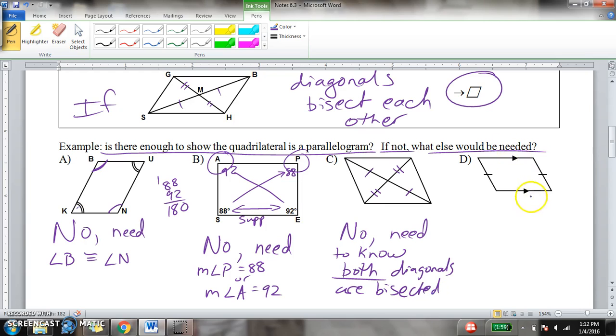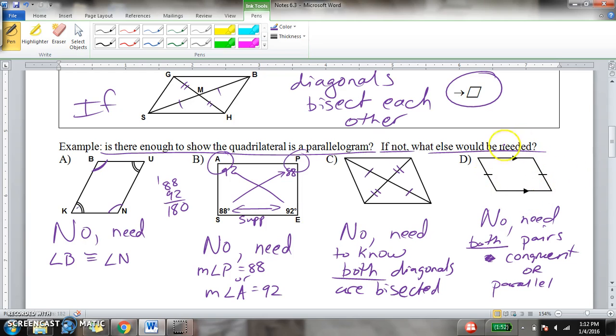In this last one, these triangles again mean parallel, so we know the top is parallel to the bottom, and these sides going sideways are congruent to each other. The tick marks mean congruent. This is not enough either, because we need both pairs of sides to be congruent or parallel, not one of each. This does not work. We can't have one pair of sides parallel and one pair of sides congruent. We have to have one or the other, both parallel or both congruent.